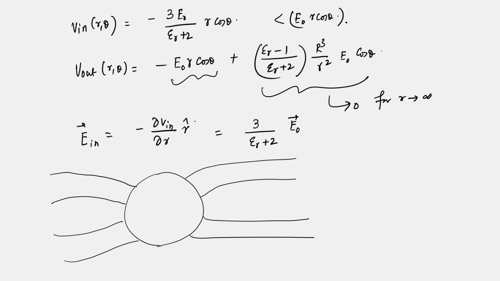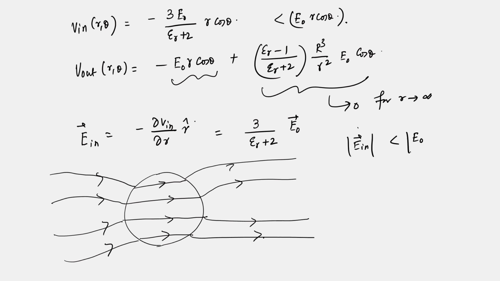Now, for inside it is slightly reduced. So, those are the electric field lines for this particular case, and it is reduced because epsilon_r is greater than 1, so this is less than E_0, I mean the magnitude of E_0. That is saying that the magnitude of E_in is less than the magnitude of E_0. Okay. So, that is the solution of this in the spherical polar coordinate system.